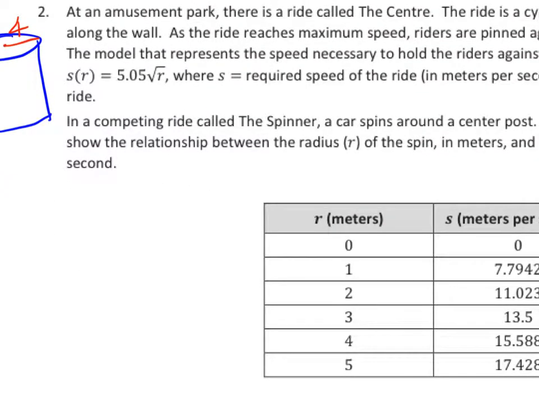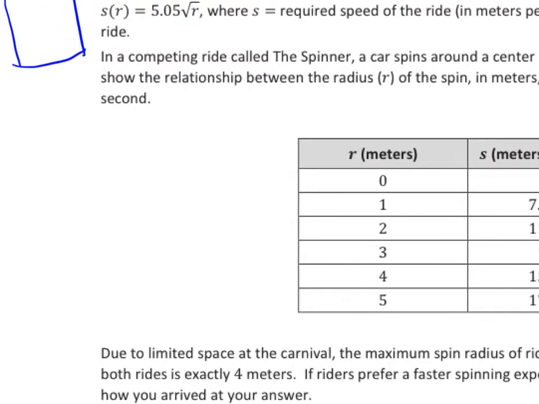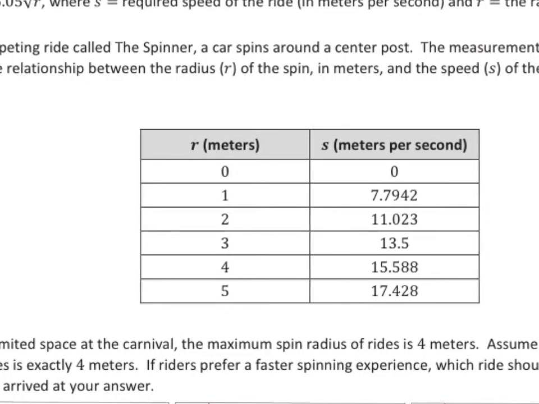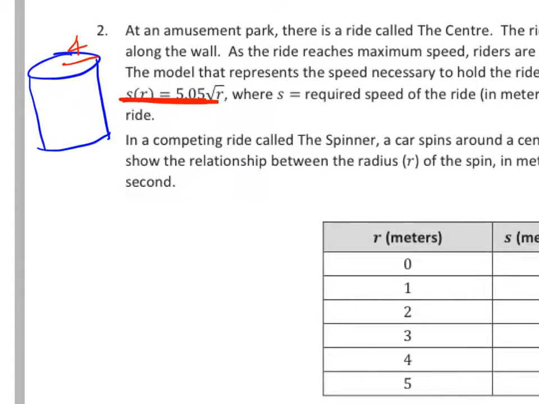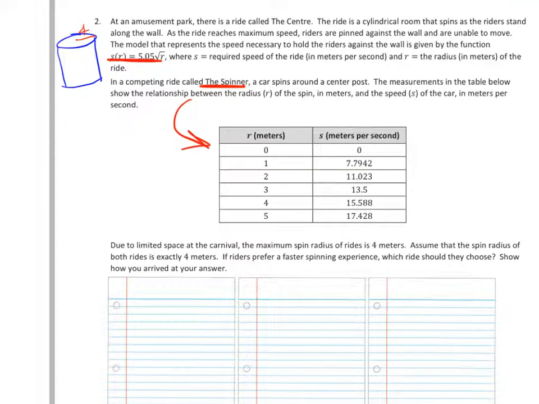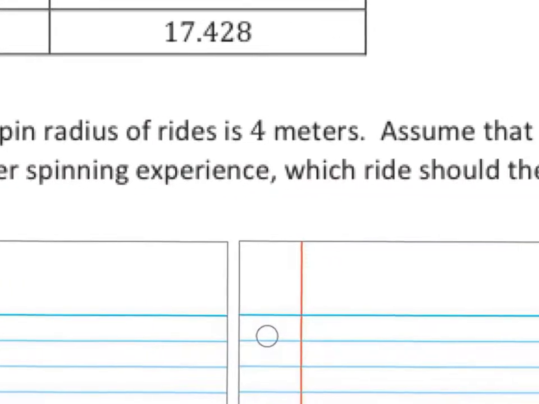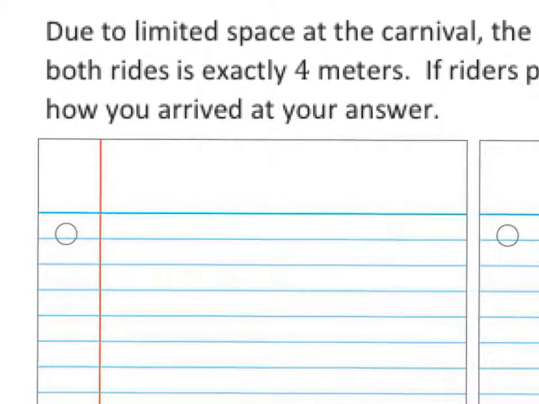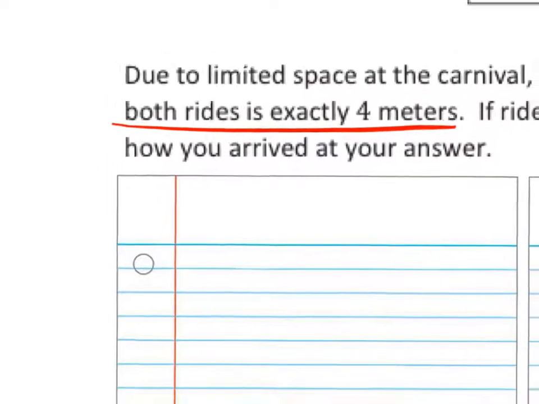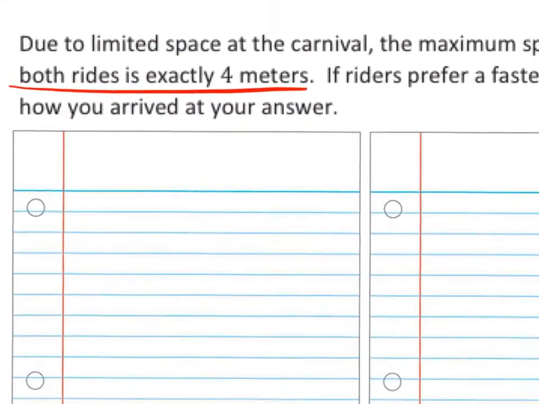In a competing ride called the spinner, a car spins around a center post. The measurements in the table below show the relationship between the radius r of the spin in meters and the speed of the car in meters per second. So we have this function for the ride called the center, and then there's one called the spinner, and it's represented by that table of values there. Due to limited space at the carnival, the maximum spin radius of rides is 4 meters. Assume that the spin radius of both rides is exactly 4 meters. That helps us tremendously. Both are going to be 4 meters. If riders prefer a faster spinning experience, which ride should they choose? And show how you arrived at your answer.